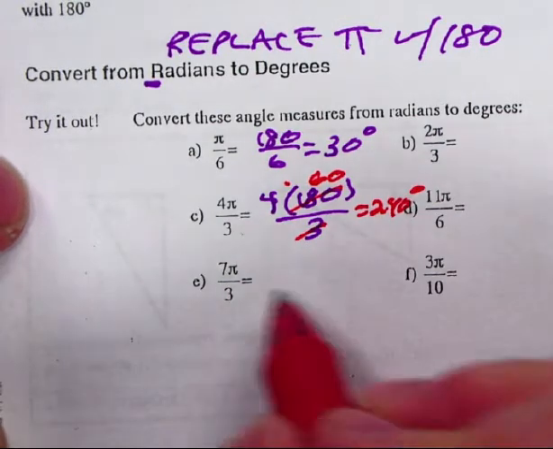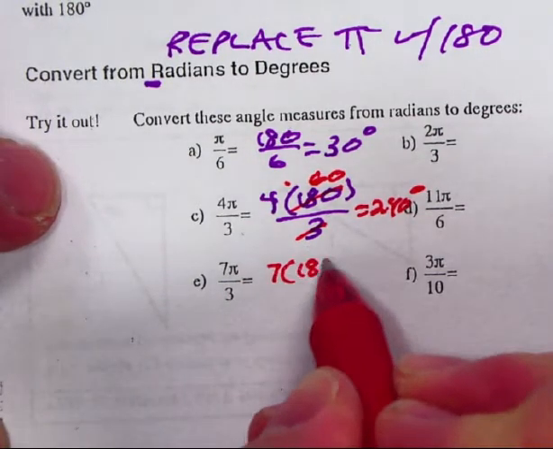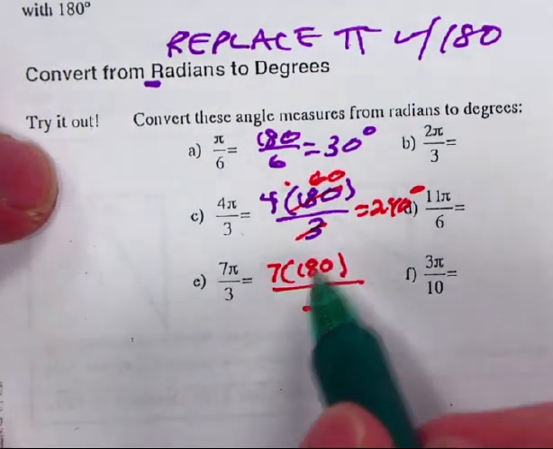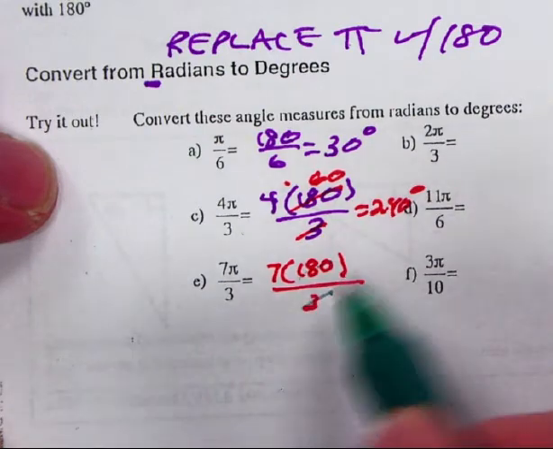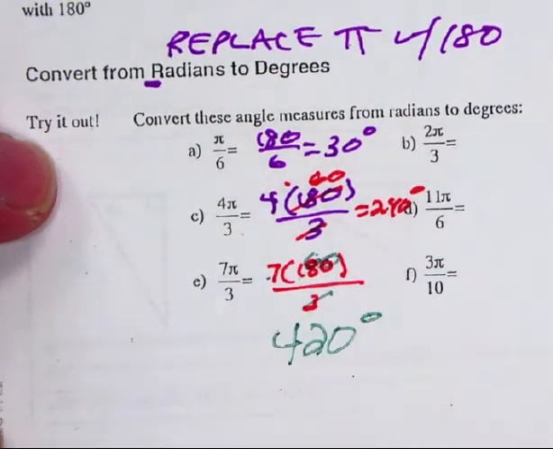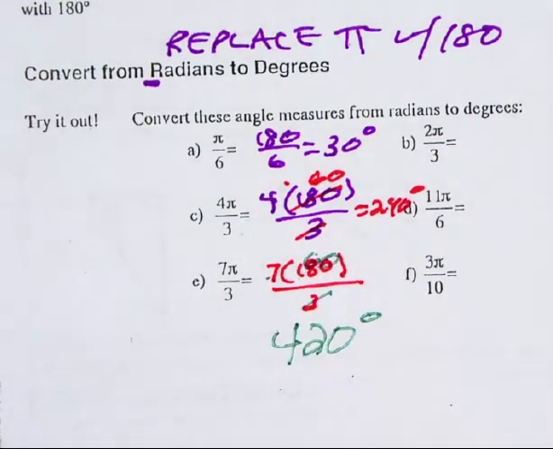Look at this guy. 7 times 180? How could I possibly do that? Well, I'm not going to. It doesn't make any sense. Instead, I'm going to do 180 divided by 3. That's 60, and 7 times 6 is 42. The answer is 420. Strategy for radians to degrees is replace pi with 180 and just reduce.